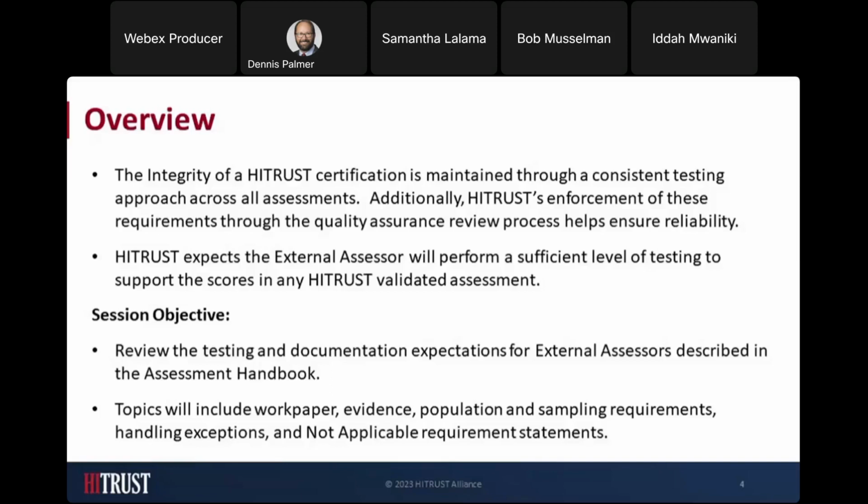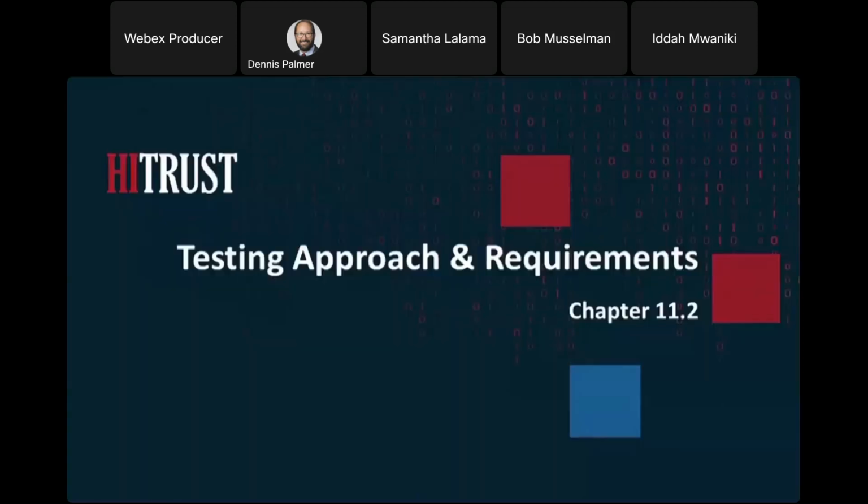In addition to that, we want to ensure that our review process is reliable and the feedback we are providing you is consistent. So the main objective for this session is to cover the topics around testing and documentation expectations for the external assessor. We'll cover several topics: testing requirements and approach, the work paper and evidence, and then population and sampling requirements. And in case you identify exceptions, how do you manage those? So how you handle exceptions. We also included the topic around not applicable requirement statements. To start us off today, I'll turn it to Samantha, and Samantha will take us through the first topic.